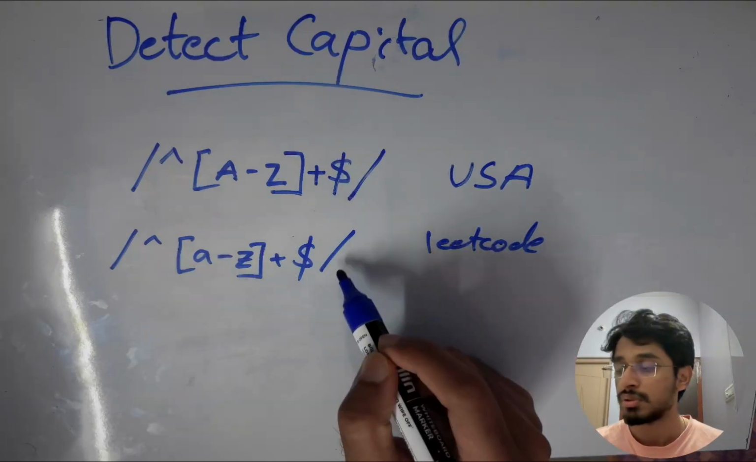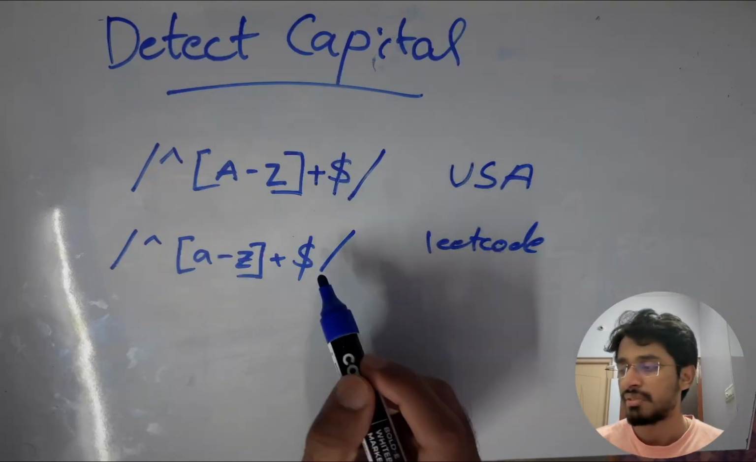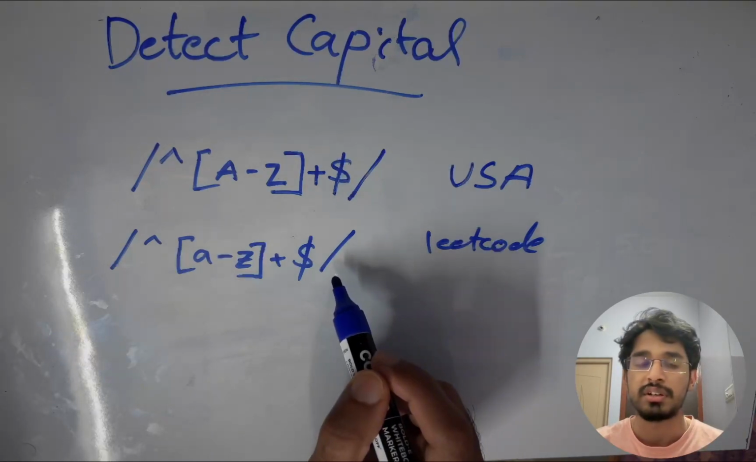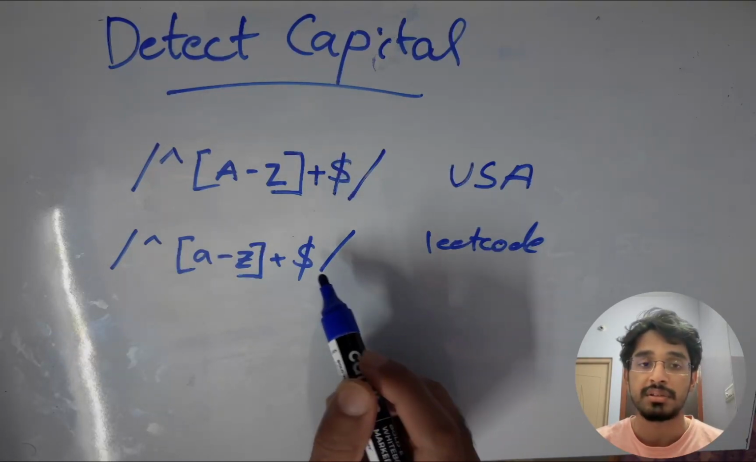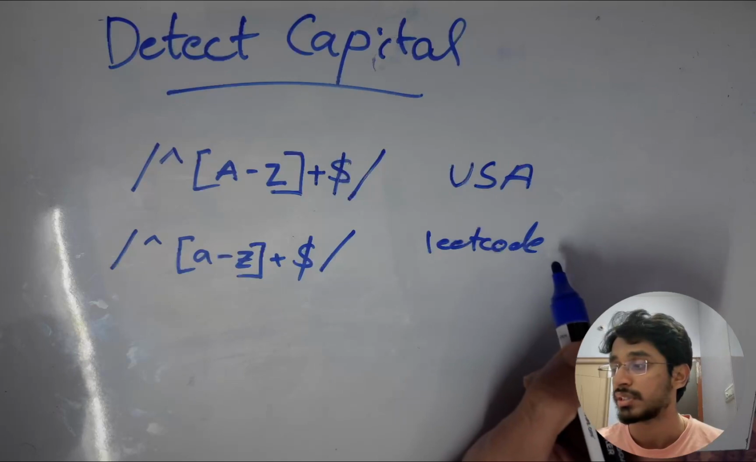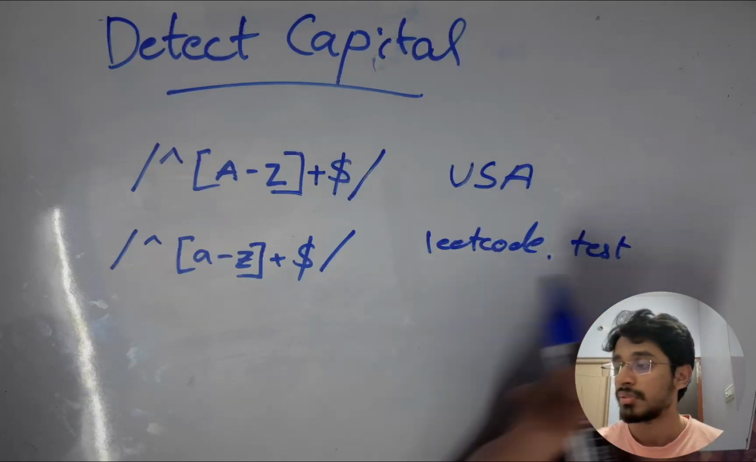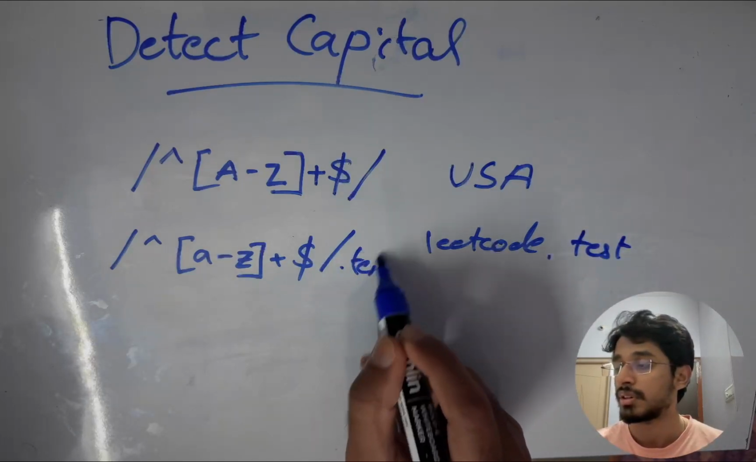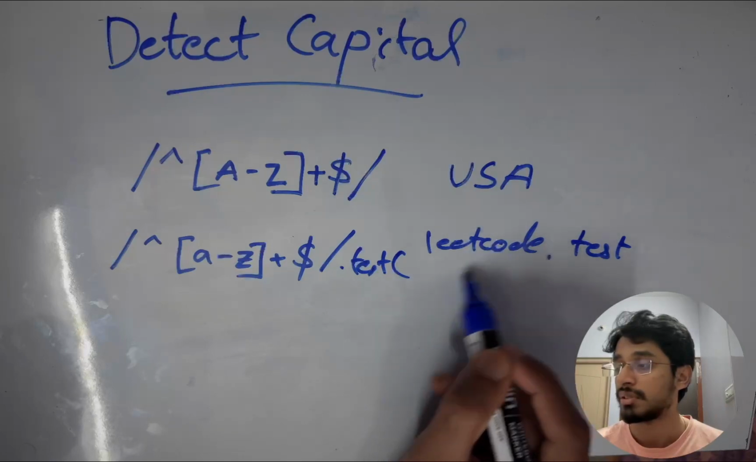Okay, so this would also validate, and then we just have a method over here to check if a string matches this particular expression, that is .test. Okay, for this regular expression over here, and then pass in our string over here.